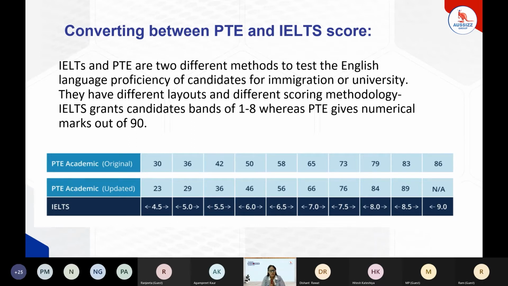So we need to be a bit prepared for the PTE exams. Always try to secure 84 plus or 85 plus out of 90 so that you are on the safer side. If you are somewhere at 79, 80, it might be that it would not fetch you the perfect scores.